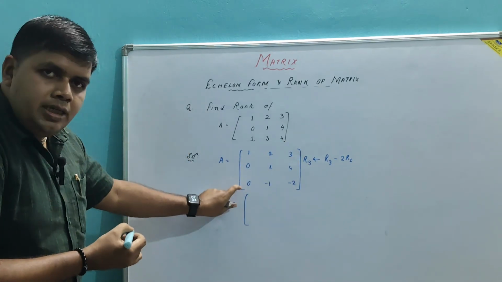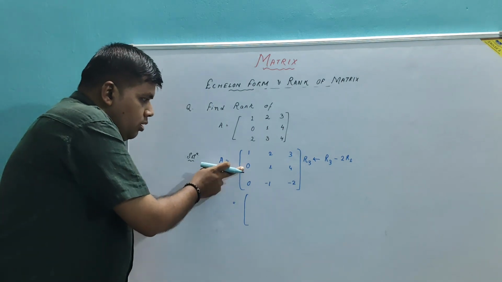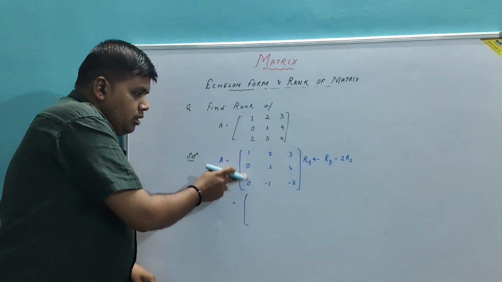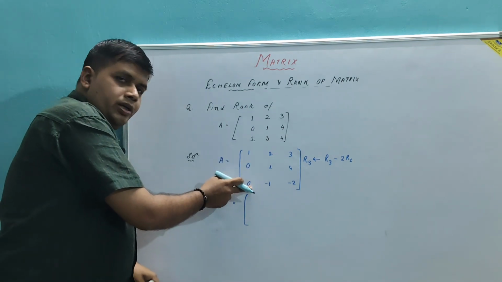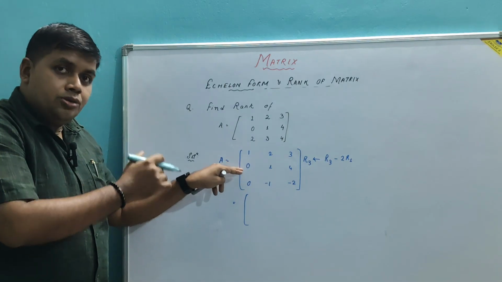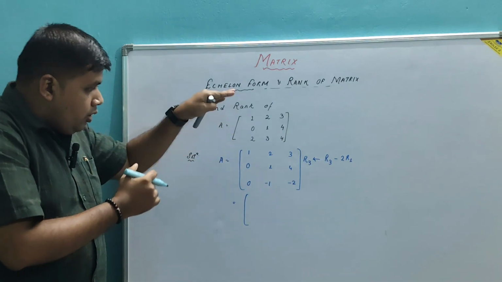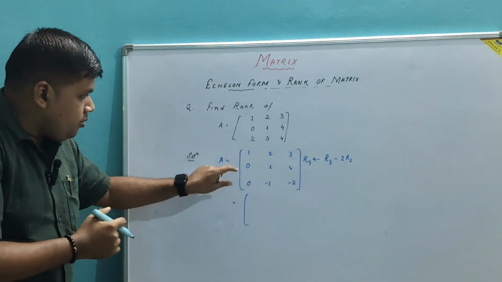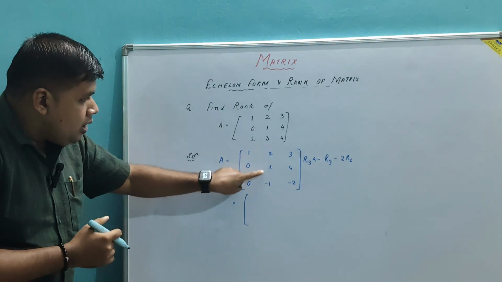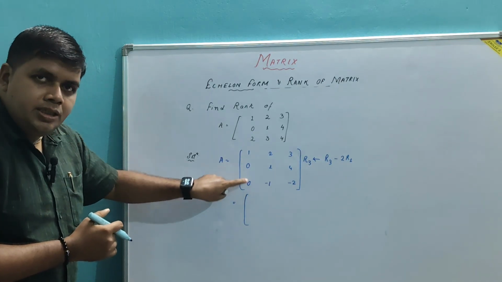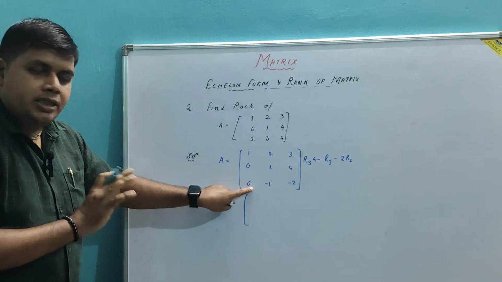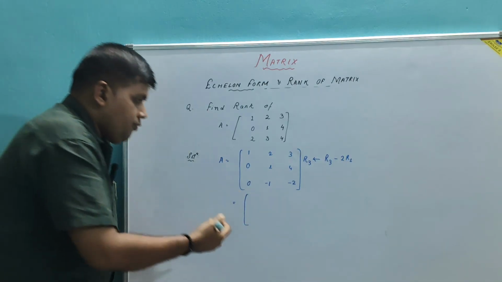Is it in echelon form? No. Why not? Because this row has 1 leading zero, and this one also has 1 leading zero. The number of leading zeros should increase as we go from top to bottom, so you must be very careful. Here it is the same, so it is not in echelon form. So you have to convert it into echelon form.